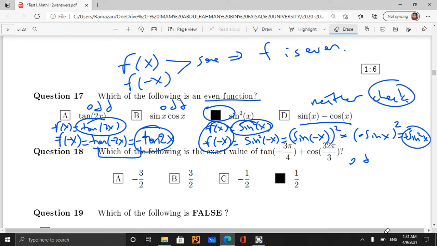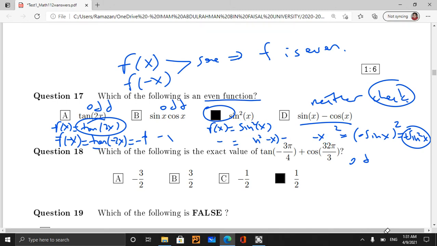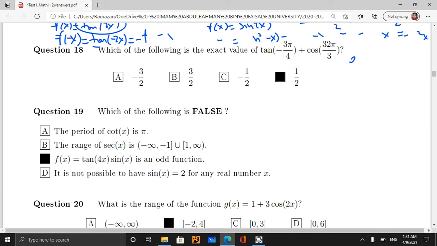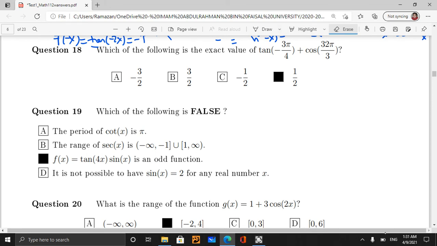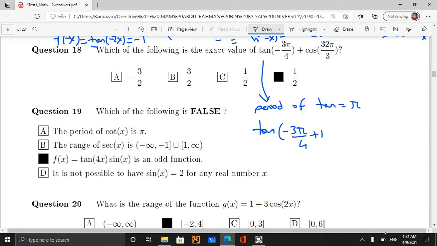Now, which of the following is the exact value of tangent of negative 3 pi over 4 and cosine of 32 pi over 3? What you can do here is use the periods. The period of tangent is pi. So it means when you add pi, you will get the same thing here.